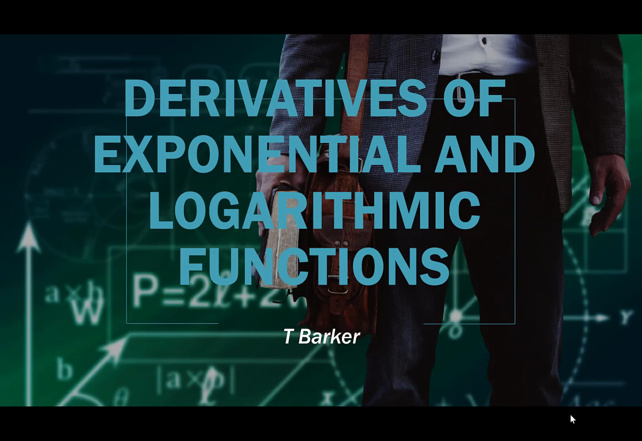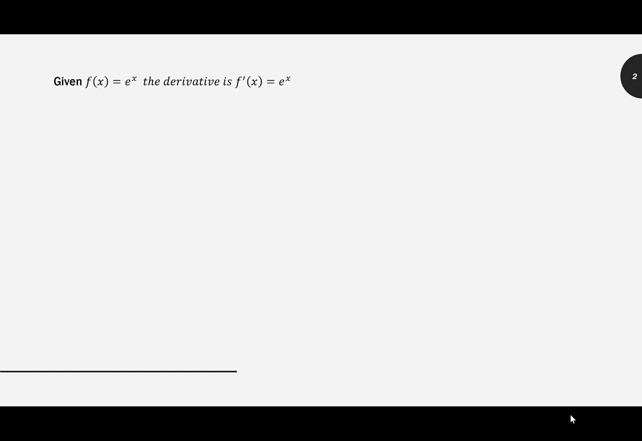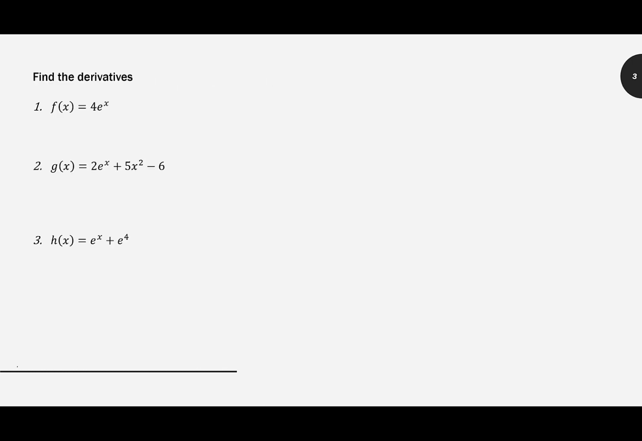Hi everyone, today we'll go over derivatives of exponential and logarithmic functions. Let's start with e to the x. Given f of x is e to the x, the derivative f prime of x is also e to the x. Let's try some examples.